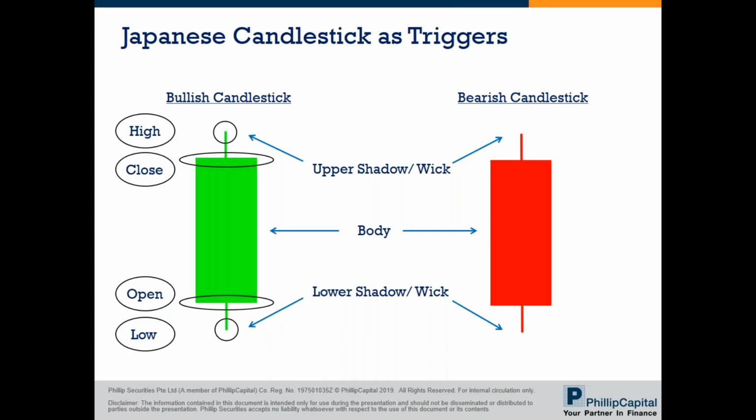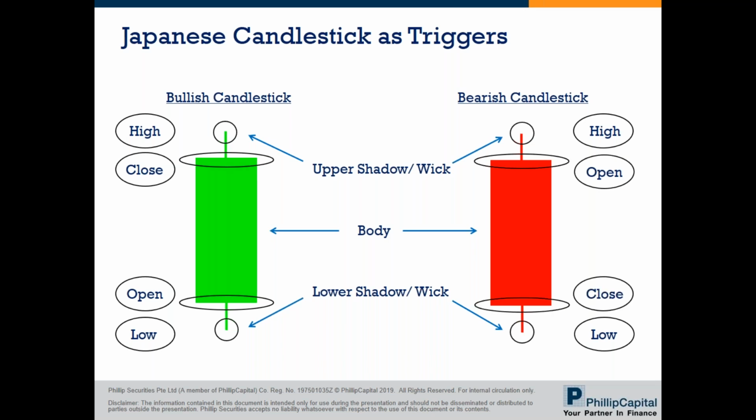So what's the difference with the bearish candlestick? The high price remains the same, the lowest price remains the same as well. So now the difference lies in its open and close price. A bullish candle opens low, closes high. A bearish candle opens high, closes low. I hope this makes sense to you by listening. So this is how we differentiate different candles.